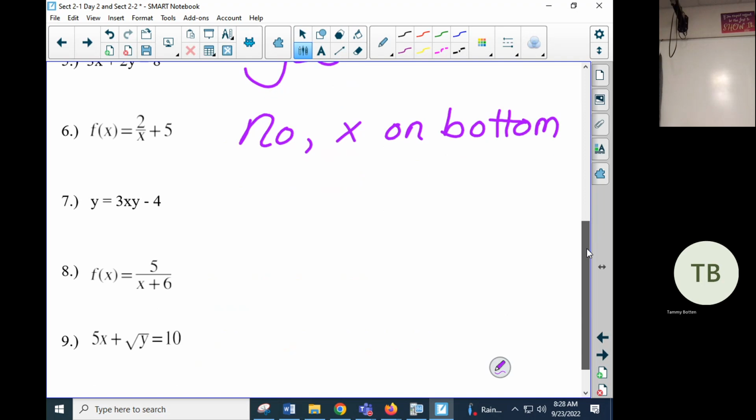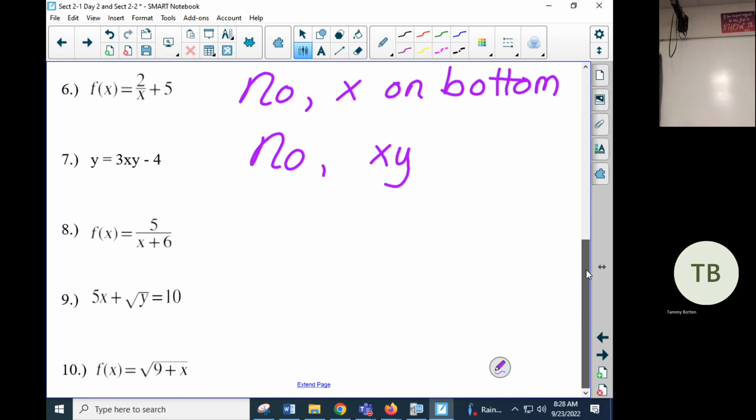Then 7, how about this? Is this okay? So let's just say no, and then let's just go X, Y. That's what's wrong. You can't have X times Y. This, can we have an X on the bottom? No.